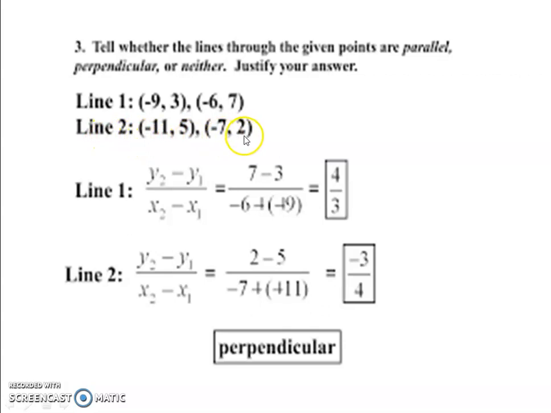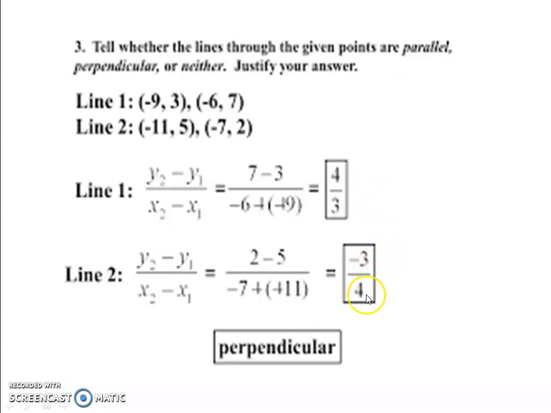For the second line, minus 11, 5 and minus 7, 2 are the points. Same trick applies: m is equal to y2 minus y1 upon x2 minus x1. y1 is 5 and y2 is 2, so 2 minus 5. x1 is minus 11 and x2 is minus 7, so minus 7 minus of minus 11. So 2 minus 5 gives minus 3 and minus 7 plus 11 gives 4. Look here, 4 upon 3 is m1 and m2 is minus 3 upon 4.